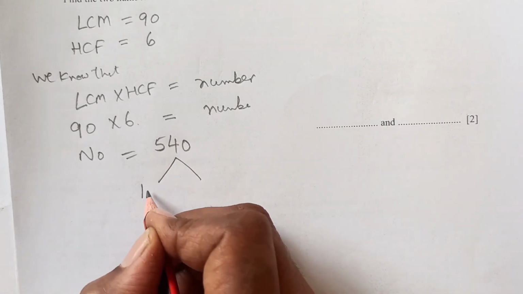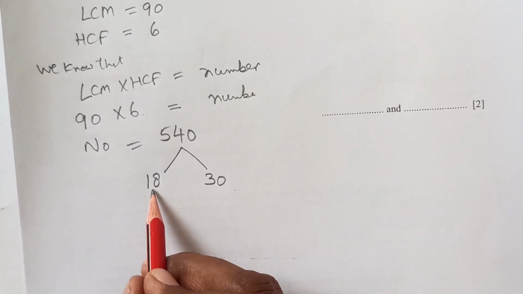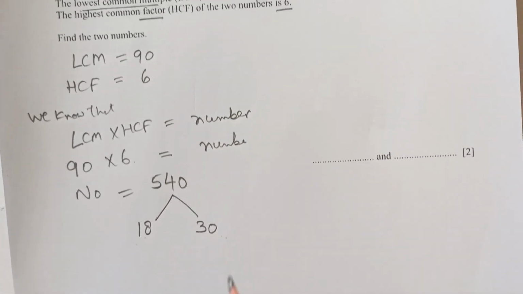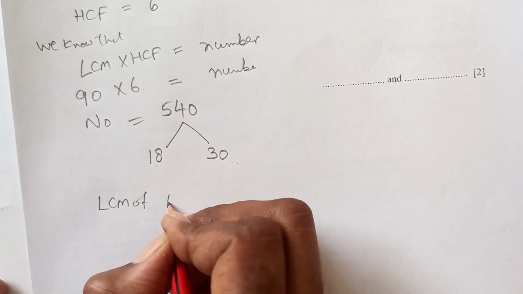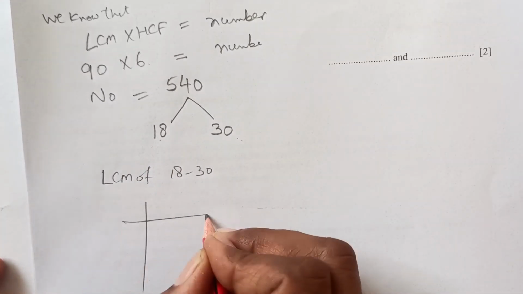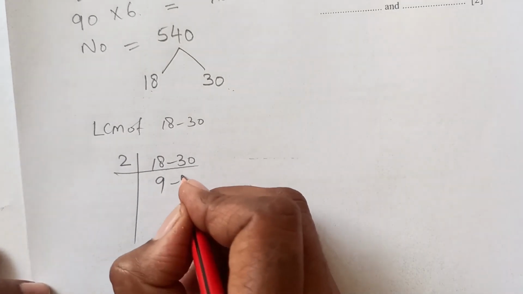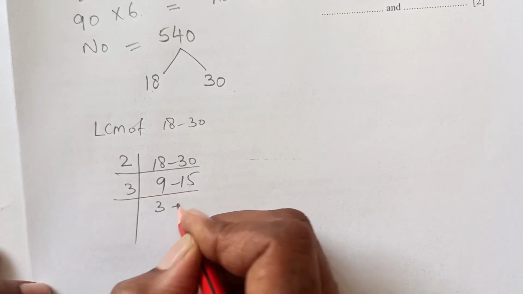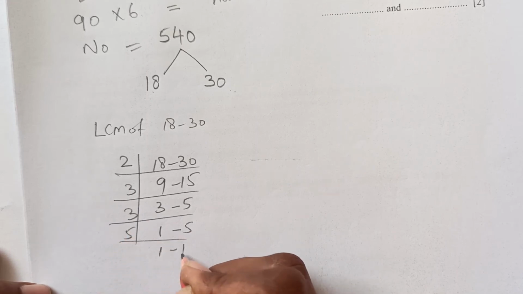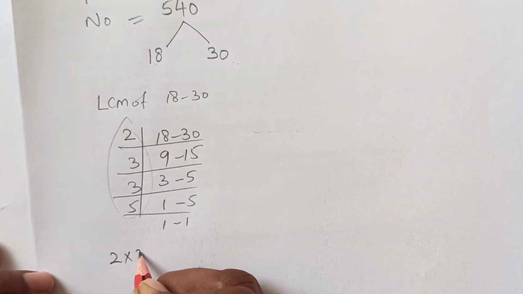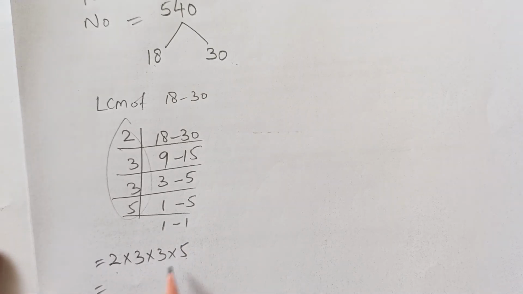So maybe let's say 18 and 30, both greater than 6. Now 18 and 30 can be the answer. What we need to check is whether it is exactly the answer. So for the LCM of 18 and 30: 2 times 9, then 15, 3 times 3 times 5. So LCM is 2 times 3 times 3 times 5, which is 2 times 3, 6 times 3, 18 times 5 is 90.